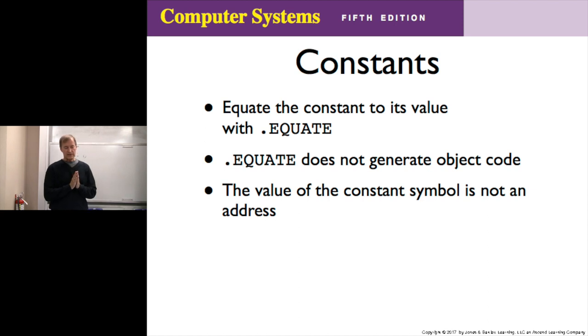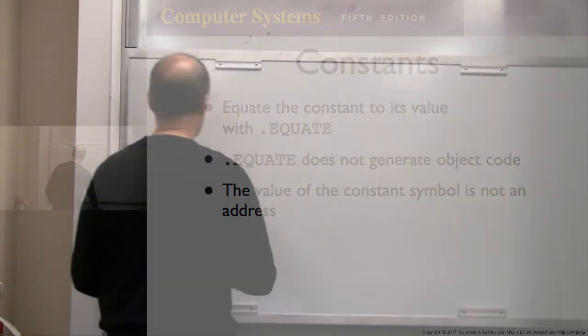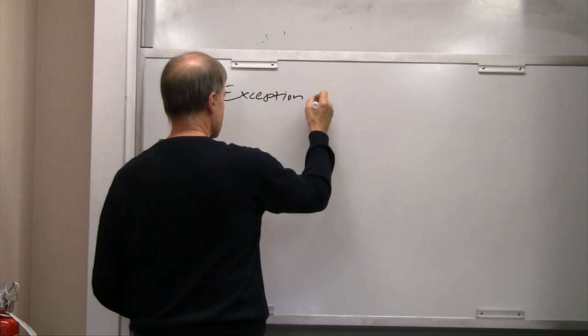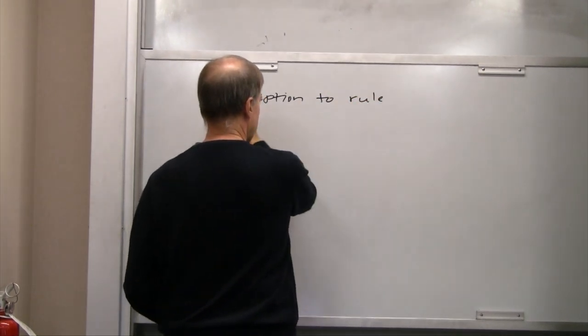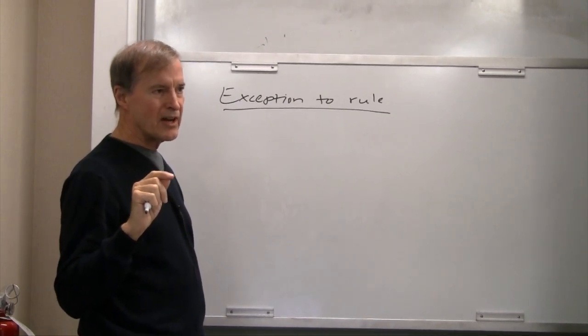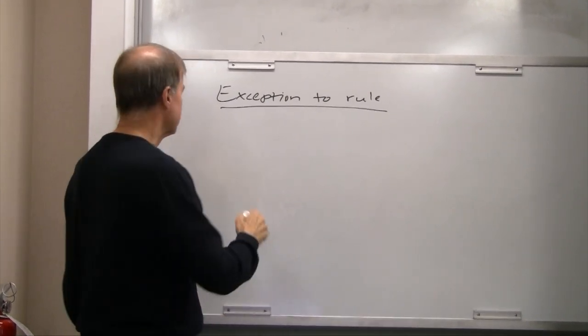Now, tell me this. What is the value of a symbol? An address. There is an exception to the rule. The one exception to the rule is with a dot equate, the value of the symbol is not an address. So we should write that down. Exception to the rule. The value of a symbol in front of a dot equate is not an address.